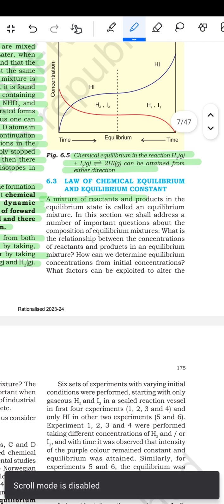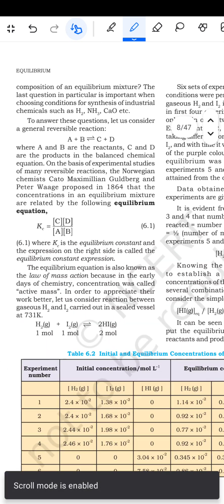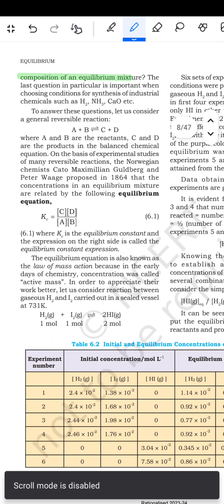तो कहता है कि the mixture of the reactants and the products in the equilibrium state is called the equilibrium mixture. In this section we will address a number of important questions about the composition of the equilibrium mixture. What is the relationship between the concentrations of the reactants and the products in an equilibrium mixture? How can we determine the equilibrium concentrations from the initial concentrations? What factors can be exploited to alter the composition of an equilibrium mixture?